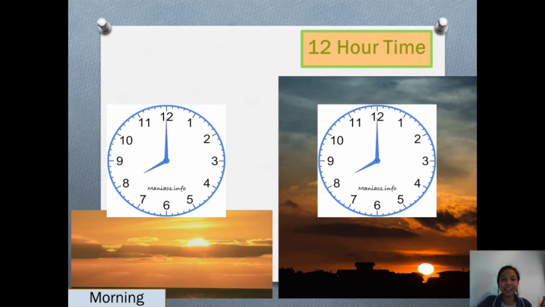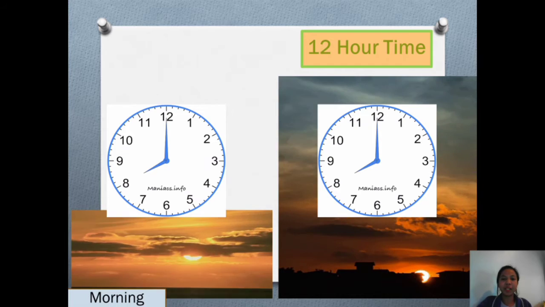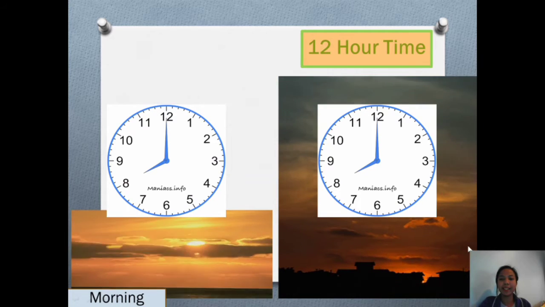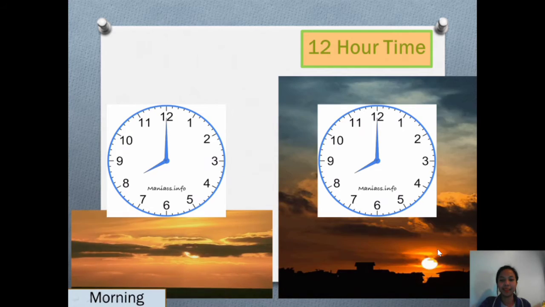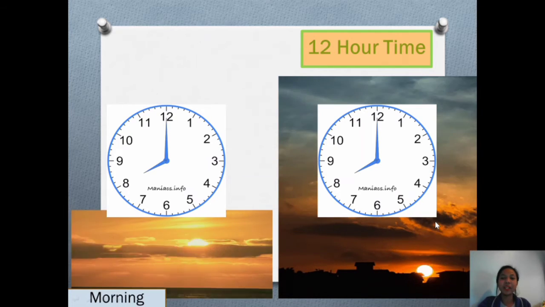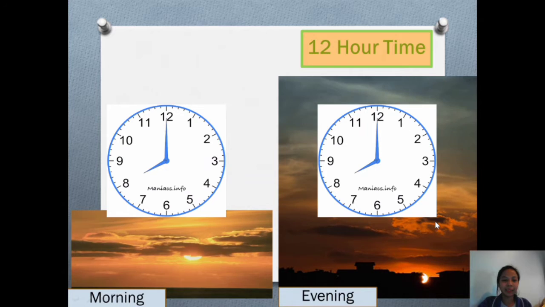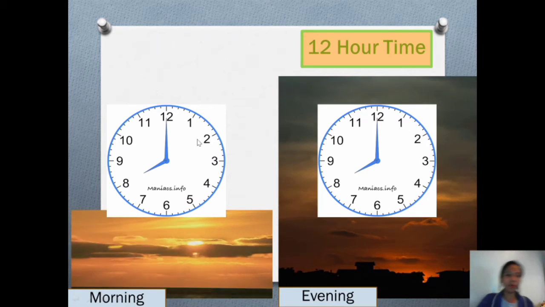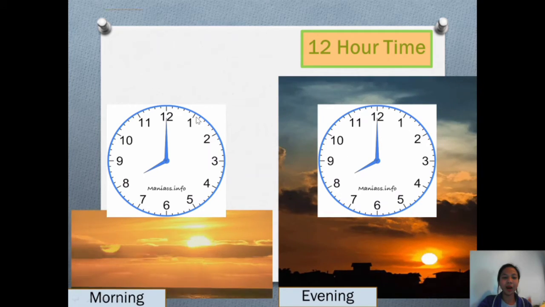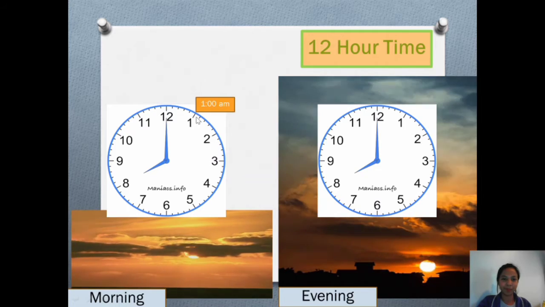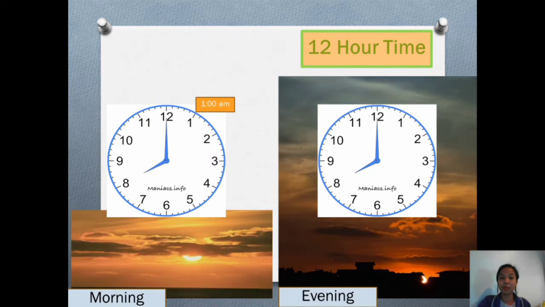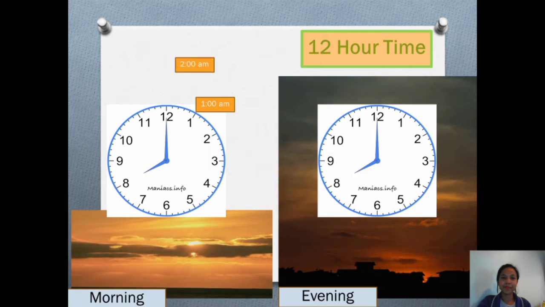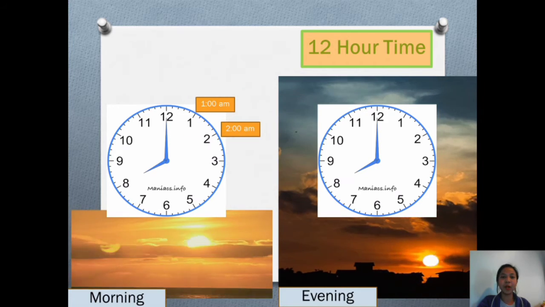This part of the clock is for evening because the sun is setting, as you can see here. Alright, next. So this part is morning. We have 1 o'clock a.m. Again, as you can remember, a.m. stands for morning.